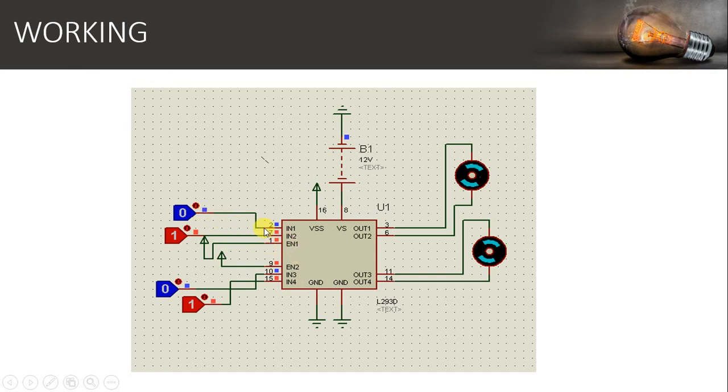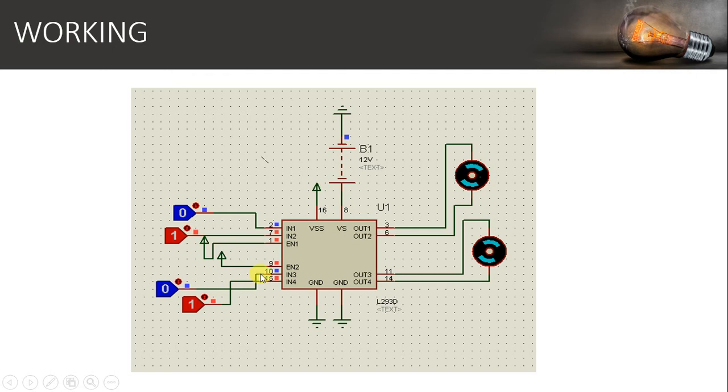So when 2 is high, output 1 will be high, and the current will go in this direction. And when pin 7 is high, then output 2 will be high, and the current will go in this direction. So in this way we can reverse the direction. When I make this one high, the current will flow in this direction and the motor will rotate in clockwise direction. And when I make pin 7 high, the current will go in this direction and the motor will rotate in anti-clockwise direction.